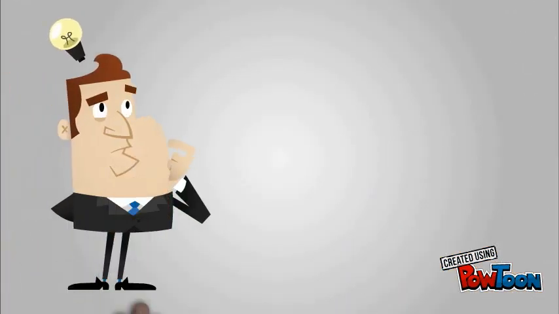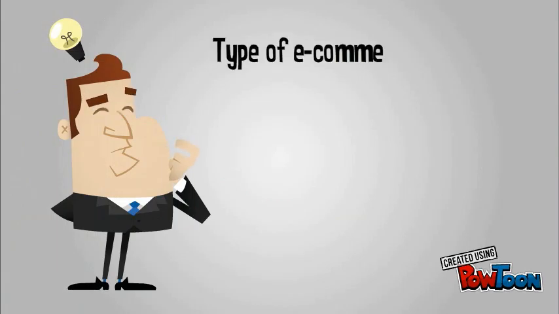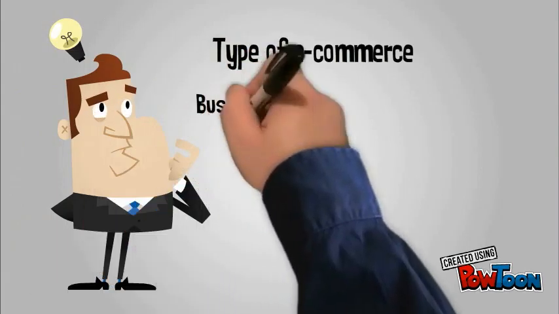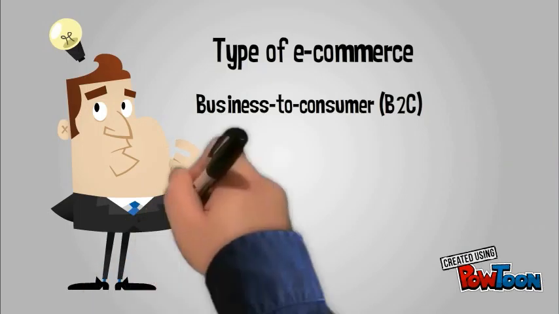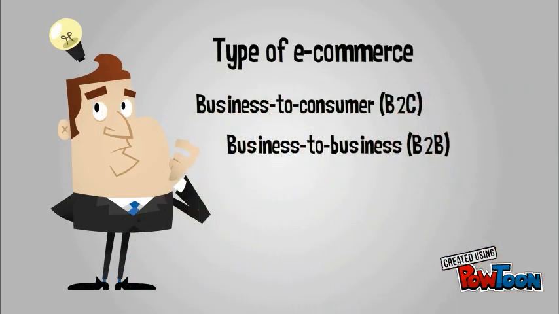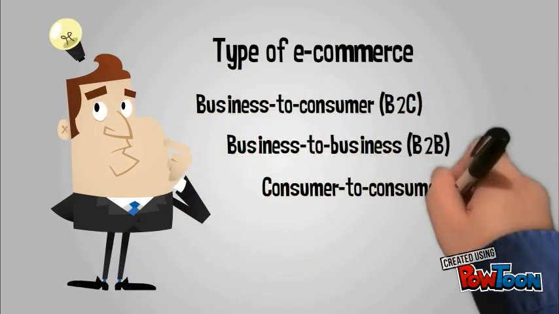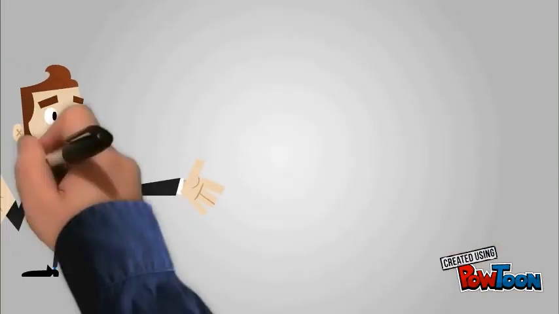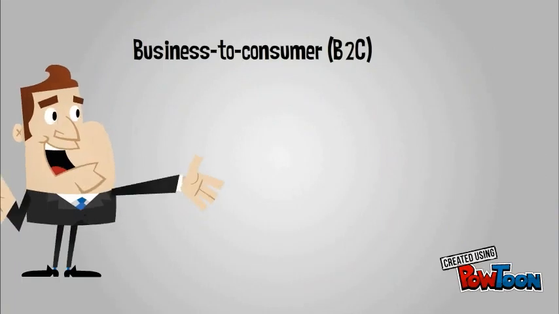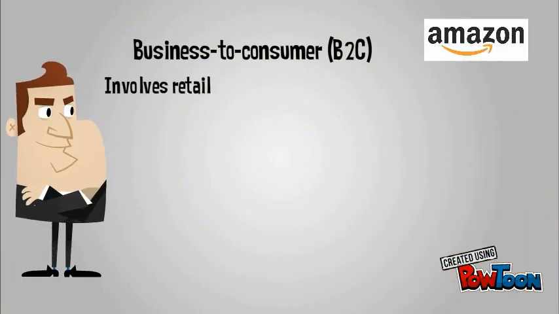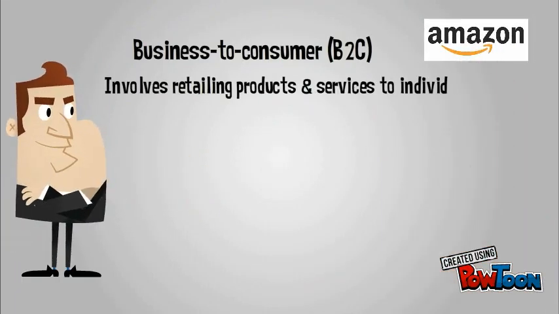There are three types of e-commerce. First, business to consumer. Second, business to business. And lastly, consumer to consumer. In business to consumer, it involves retailing products and services to individual shoppers. Example is Amazon.com.